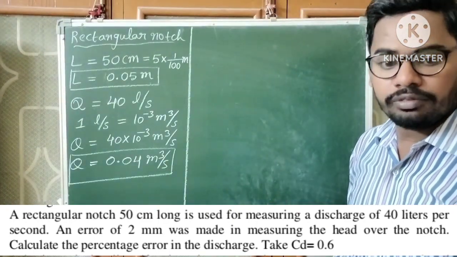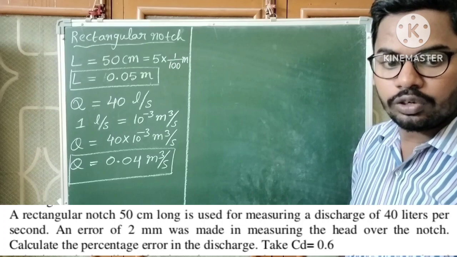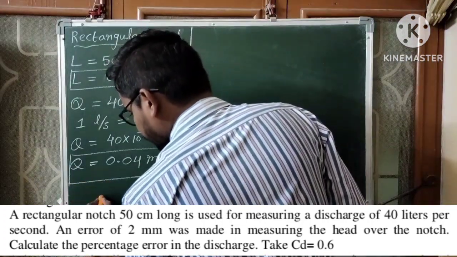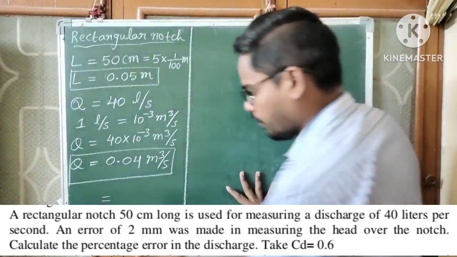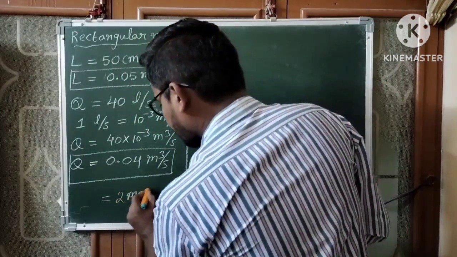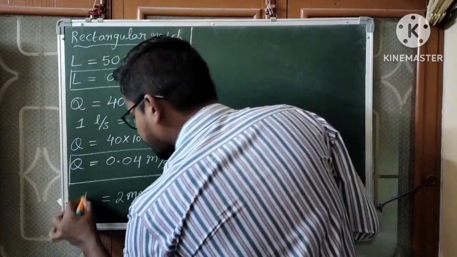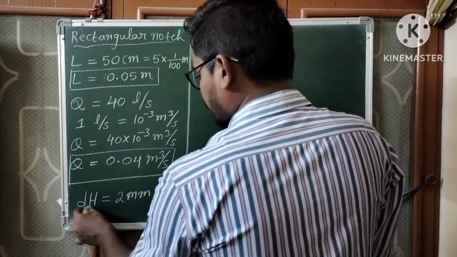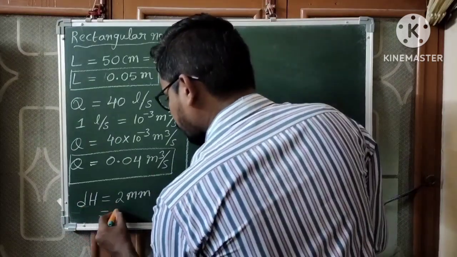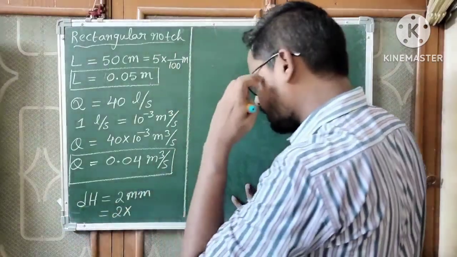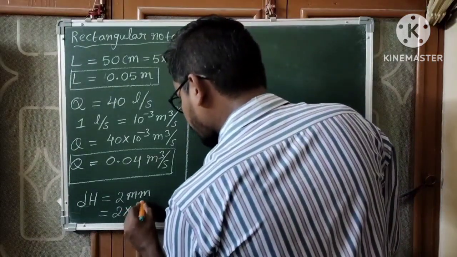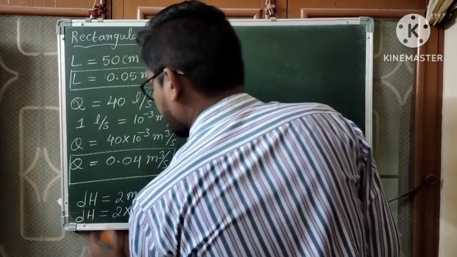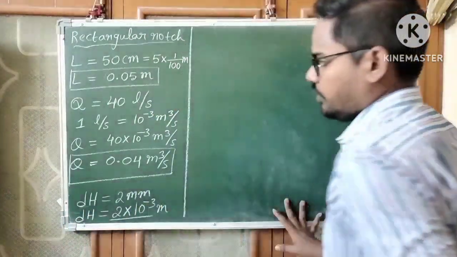An error of 2 mm was made in measuring the head over the notch. What is the error in measuring head over the notch? 2 mm. This error in measuring head is denoted by dH, D for difference. So how much error? 2 mm error. So 2 into, converting mm into meters, we know that 1 mm is equal to 10 to the power of minus 3 meters. This is the error in measuring head over the notch.